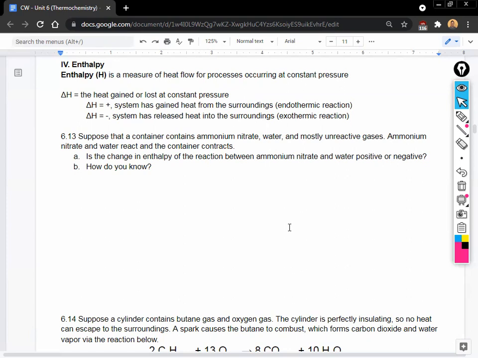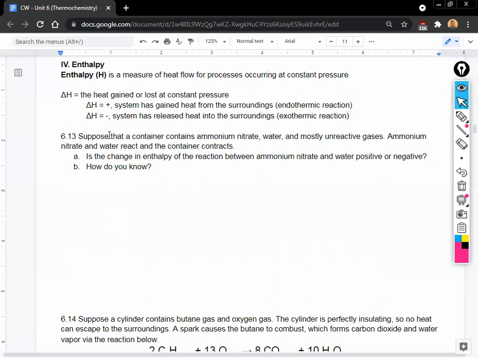Okay, so the symbol for enthalpy is capital H. Delta H is the heat gained or lost at constant pressure. So if it's a positive value, that means it absorbs energy. If it's a negative value, it releases heat. So you can think of them as endo and exo. Endo is a positive delta H and exo is a negative delta H because it's releasing energy.